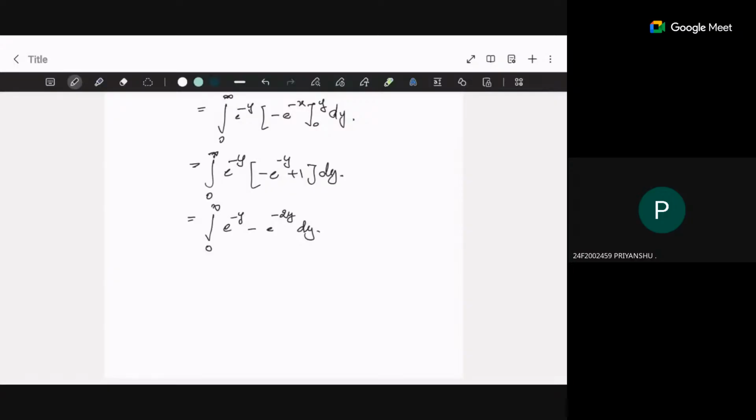Yes or no? Yes, ma'am. Okay. Now if I integrate it, so it will be what? This is actually e raised to the power minus y, from 0 to infinity, minus e raised to the power minus 2y divided by minus 2, from 0 to infinity. Can you calculate this and tell me the value that you are getting? What is the value that you are getting?